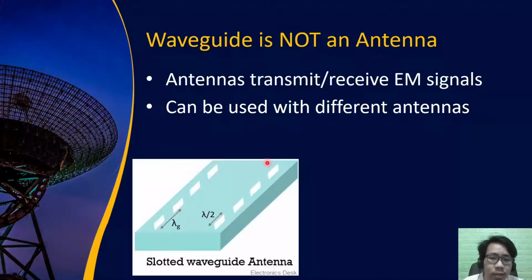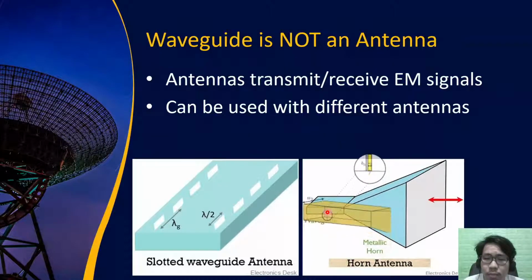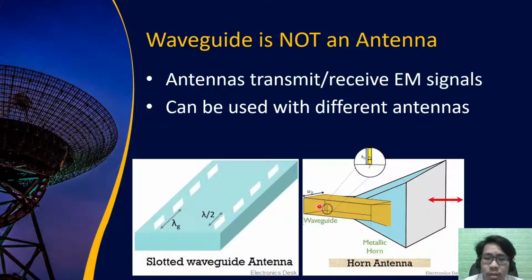So the waveguide here has slots inside it, and the electromagnetic signal that is propagated also depends on the dimensions of the slots. Or we can also have the horn antenna, which is composed of a metallic horn here and a waveguide here. And take note that inside the waveguide, we have a small rod here, which is the antenna part of the waveguide, wherein this rod transmits or receives electromagnetic signals.